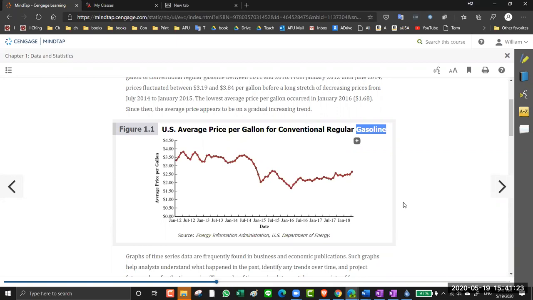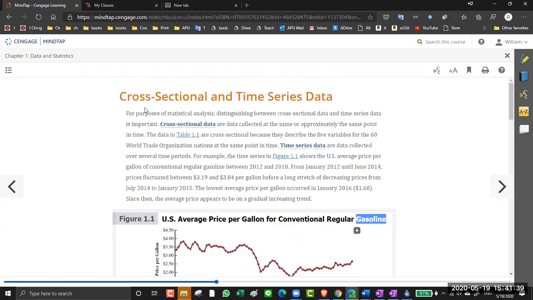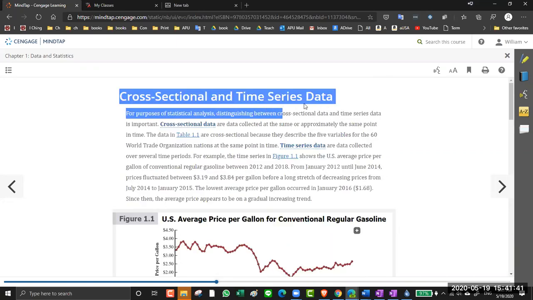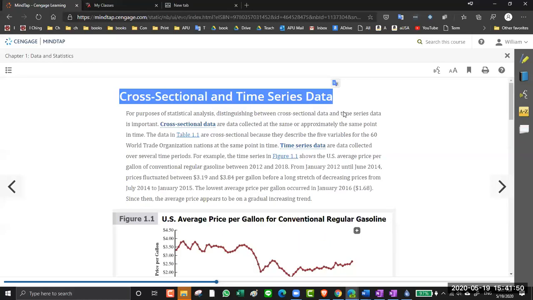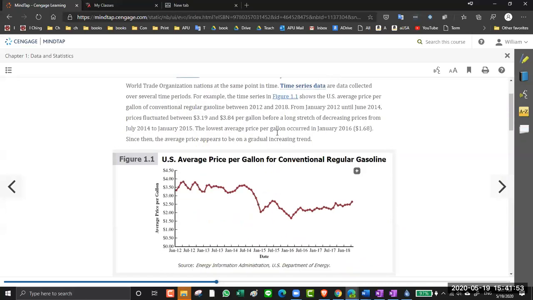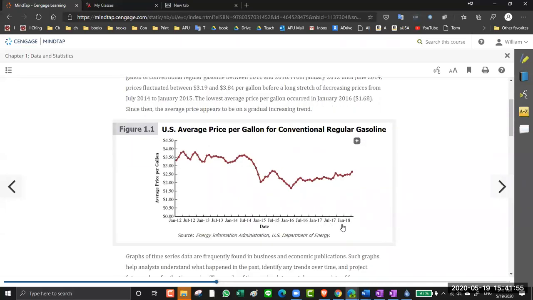Okay, well now, you don't see any 0 here. But you do see fluctuation in the price of gasoline, right? Okay, so again, what's this section called? Cross-sectional and time series data. Cross-section versus time series, right? So time series means whenever the x-axis is time.